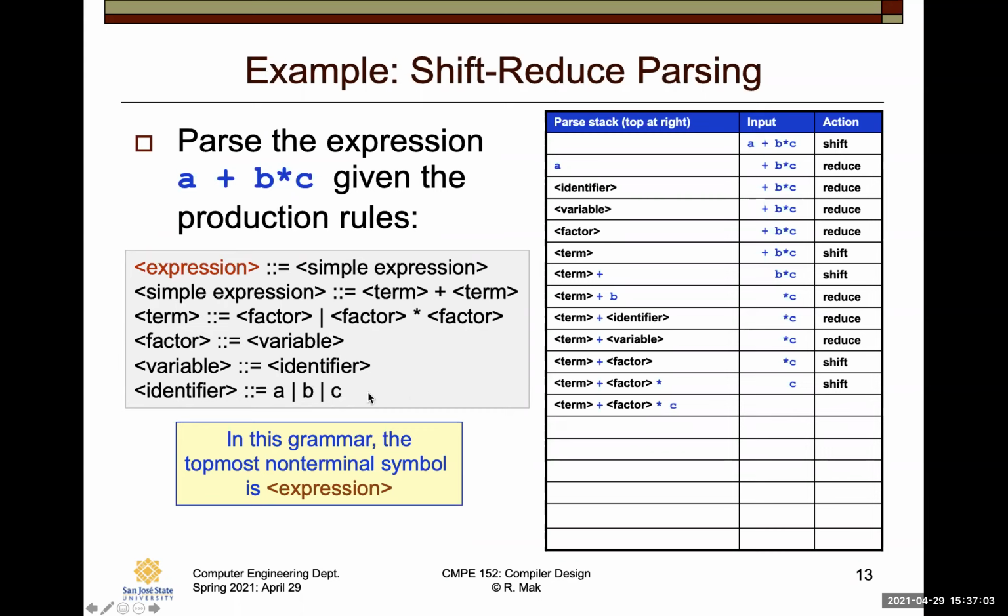Here's C matches identifier, and so reduce C to identifier, reduce identifier to variable, reduce variable to factor, and lo and behold, now we're matching factor times factor. So when I reduce factor times factor to term, okay, term plus term, oh look, it matches this rule. So we reduce term plus term to simple expression.